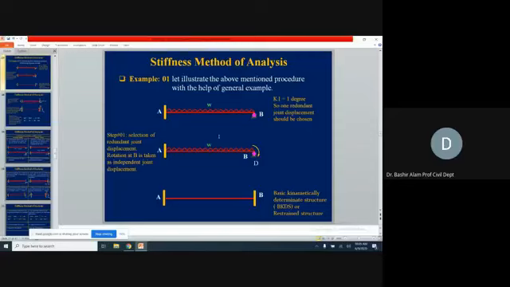So let's start with this example number one now. Now, let's illustrate the above mentioned procedure with the help of this general example. If you look at the structure, at A, we have fixed support, at B, we have roller support, and it's loaded with UDL having intensity of W. Now, the total indeterminacy of this structure is 2 degrees.